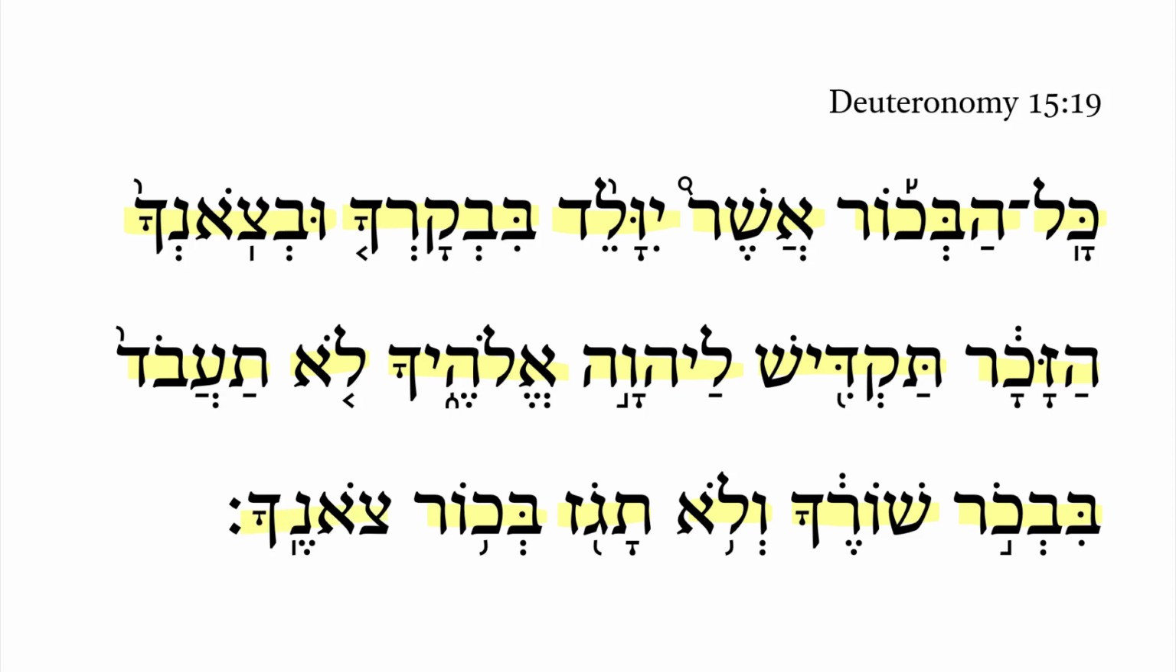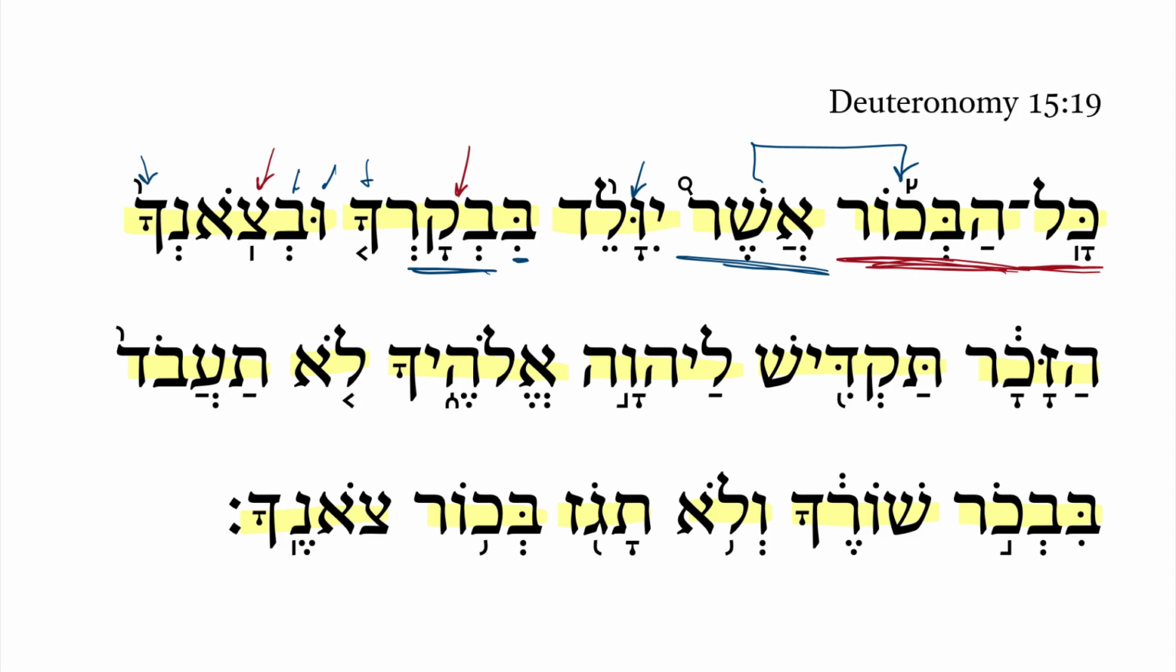So we have a shift now toward the firstborn which are in the herds and the flocks. So let's look at what we have here. All of the firstborn, and then next we get a relative clause that is modifying the firstborn, which will be born in your herds and in your flocks.